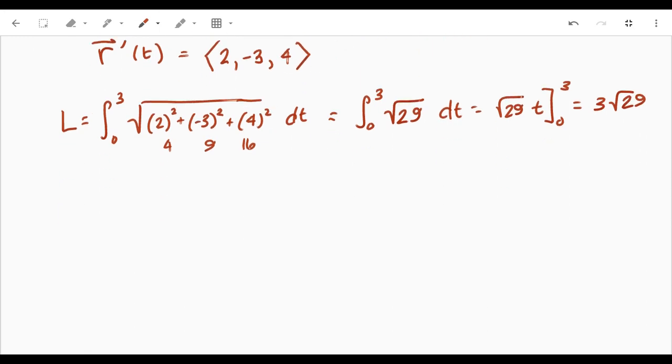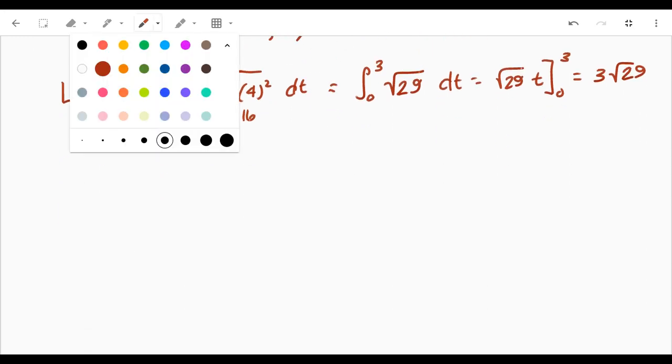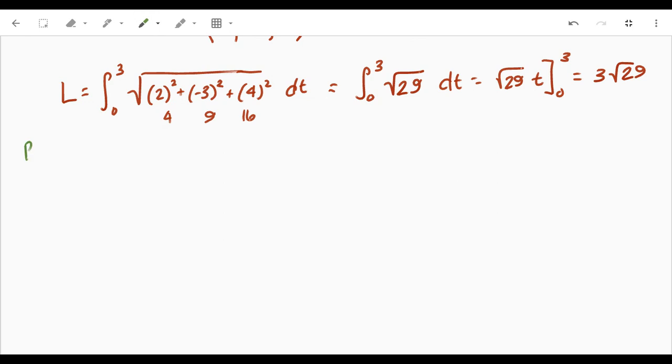Some things that might be useful would be to re-parameterize the curve with respect to arc length.